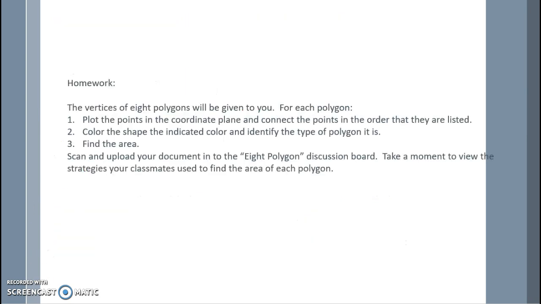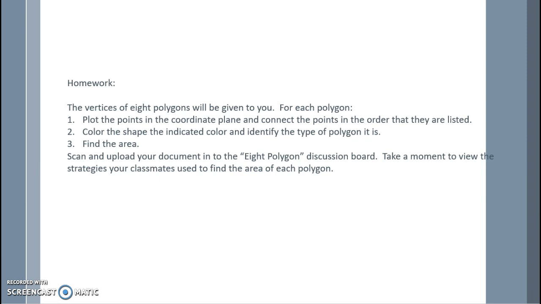Homework. The vertices of 8 polygons will be given to you. For each of the polygons, complete the following. Plot the points in the coordinate plane and connect the points in the order that they are listed. Color the shape the indicated color and identify the type of polygon it is. Then find the area. Scan and upload your document to the 8 polygon discussion board.